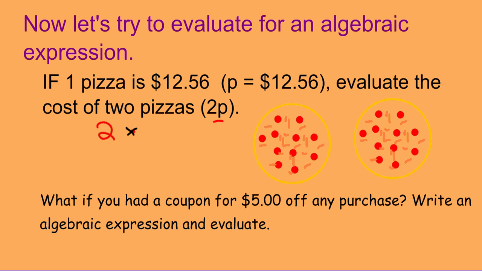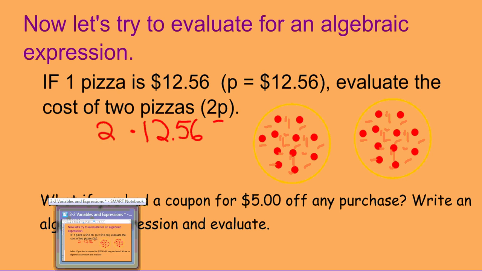Excellent. If we use the x, it might be confused for a variable. So we want to get rid of that and use the dot. 2 times $12.56. And I'm going to pause the screen.